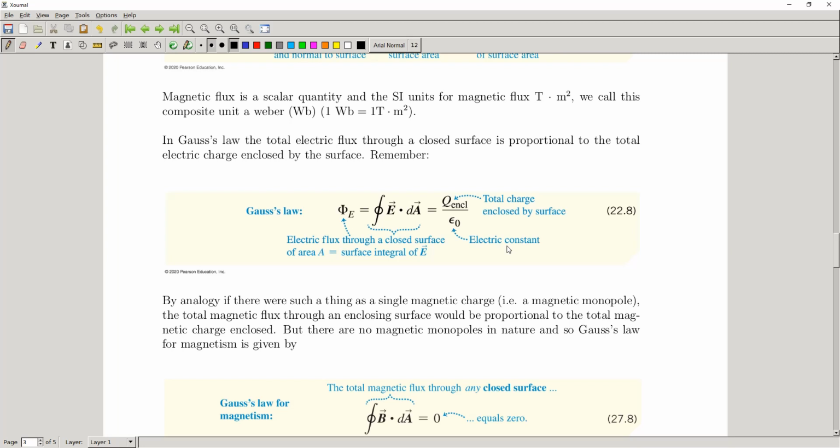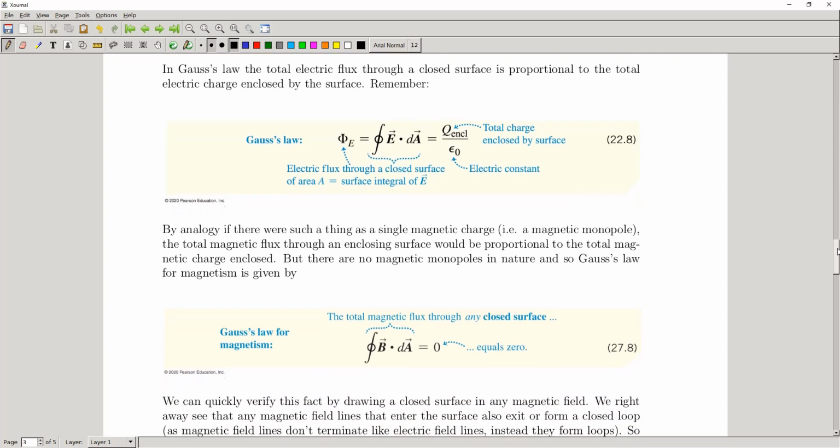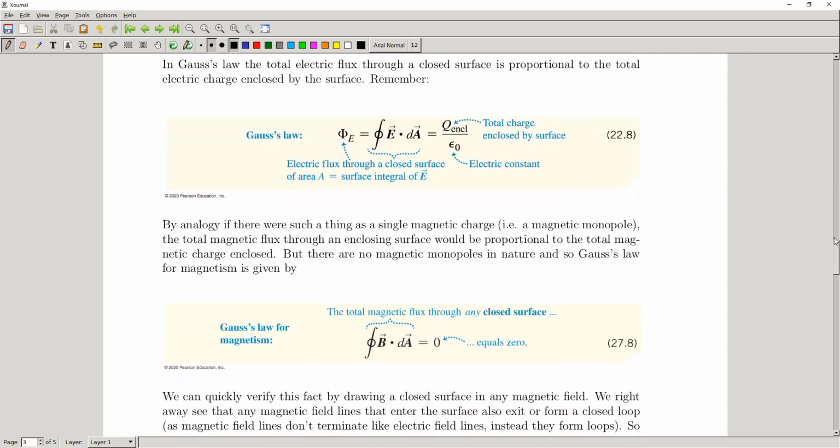And so we can develop the same idea, Gauss's law of electricity, for Gauss's law of magnetism, right? But there's a key difference here. The key difference is that while you can have individual charges, single charges, you can't have individual or single magnetic charges, right? You can have single electric charges, but not single magnetic charges. This is the whole argument that there are no magnetic monopoles, right?